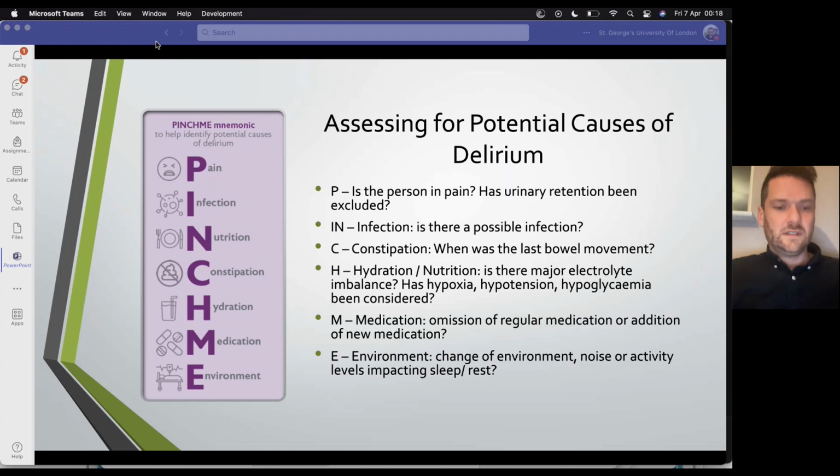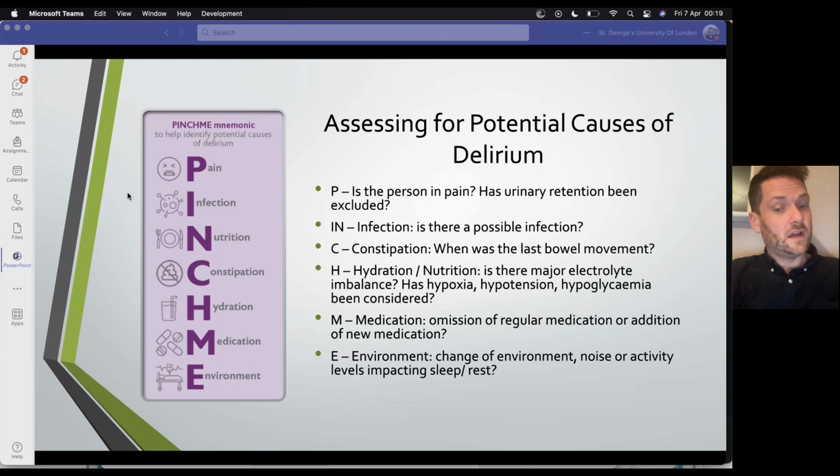So, potential causes of delirium. We said there are different things that can cause it. Pain: is the person in pain? Urinary retention, which can also cause a UTI and lead to delirium. Infection is a very common cause, like I said, particularly UTIs. Constipation, that's a big one in elderly people. Hydration and nutrition, so major electrolyte imbalances. Also hypoxia, hypotension, hypoglycemia, even things that might cause a cognitive change in a young, fit, healthy person.